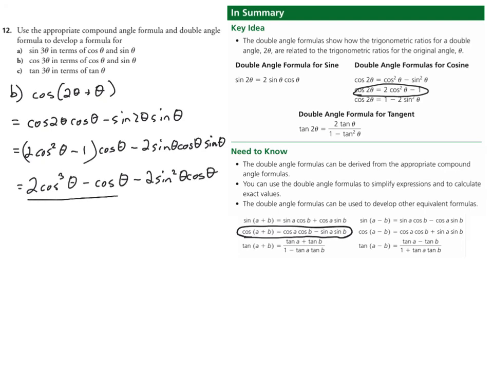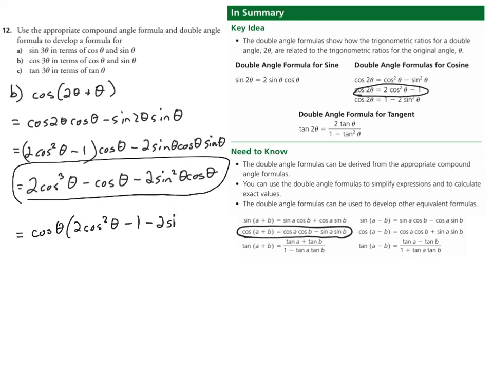This one doesn't seem as nice as the other one. I can take a cos theta out. So we can say cos theta is 2 cos squared theta minus 1 minus 2 sine squared theta. I probably could have done better if I had used a different one, but we did the job. This is still a formula in terms of cos thetas and sine thetas, so we're good to go.